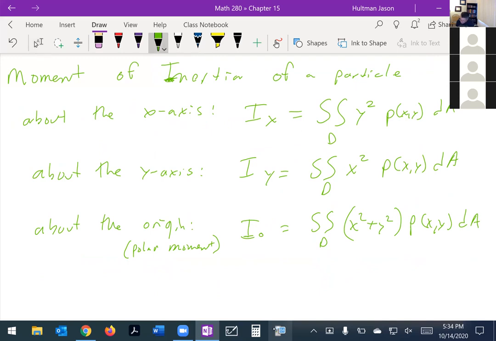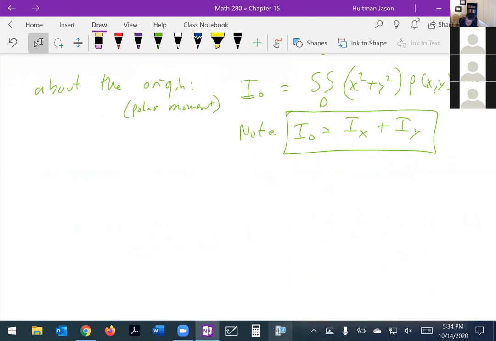So this thing is called the polar moment. And note that this is separable. I could separate this into two double integrals, a double integral involving x squared and a double integral involving y squared. Well, isn't the double integral involving x squared I y? And isn't the double integral involving y squared I x? Yeah, so note that the moment about the origin is the sum of these two. Okay, find I sub O.